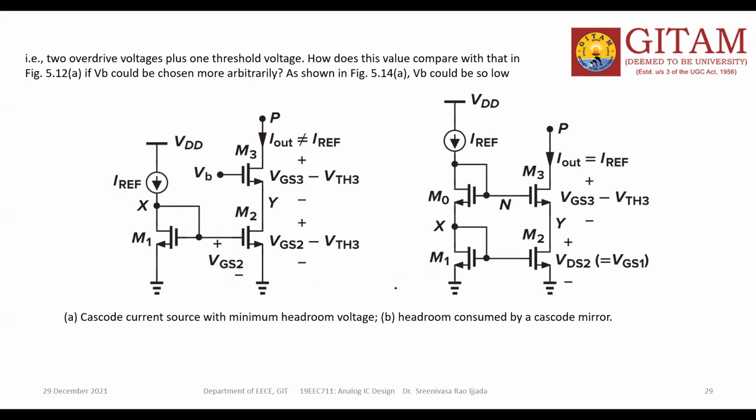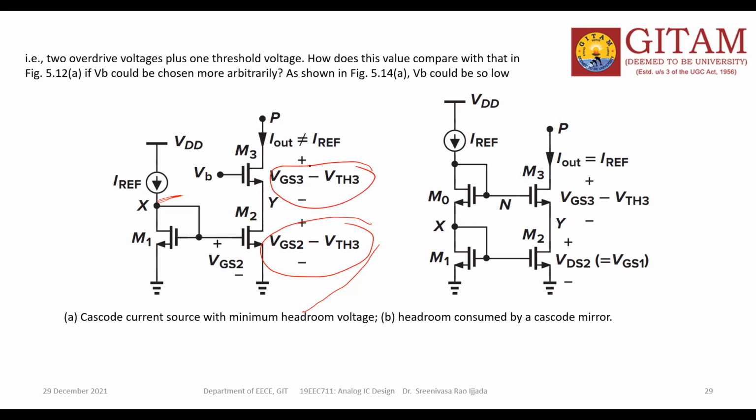How does this value compare with the picture? If VB could be chosen more arbitrarily, then VB could also be low. See, this is the cascode current source with minimum headroom. You know about this circuit, the same circuit I use here, but here M0 is not shown, but later I will show. So this is the one voltage headroom, and this is one more voltage headroom.